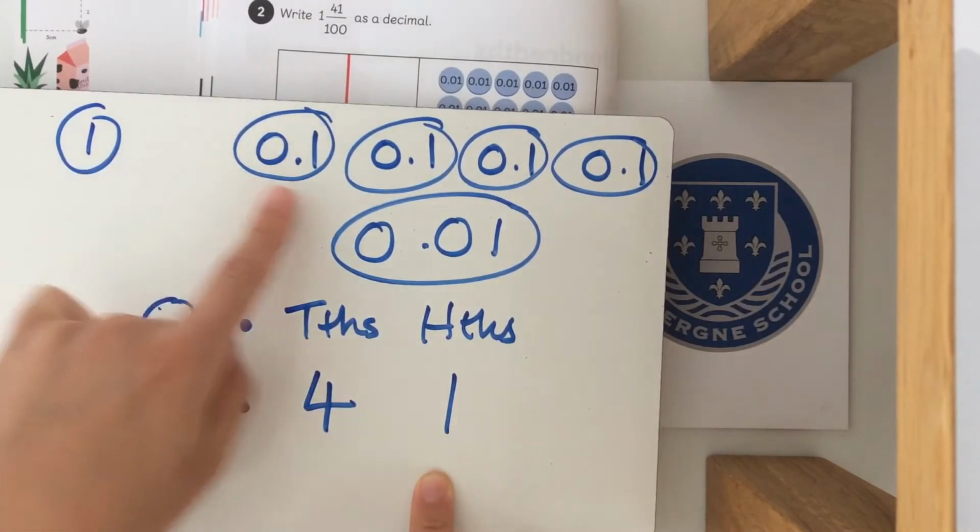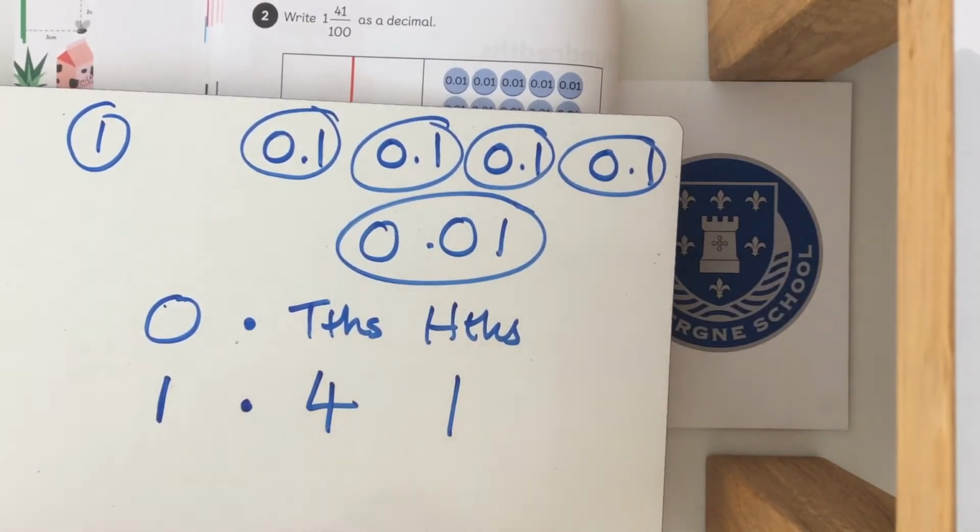Okay, so all you have to do is count how many you've got and then put them in the correct place value column.